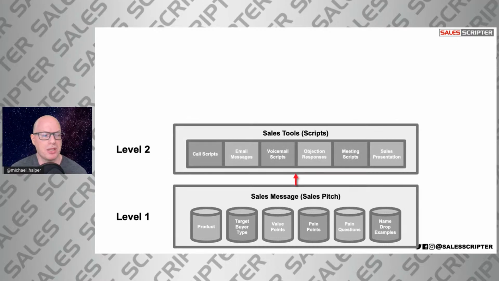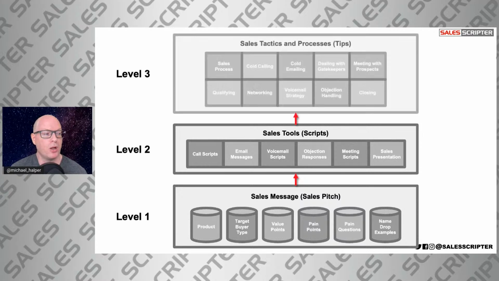Level 2 of the SMART sales system is then to organize your message into a call script or emails. And as you can see, you can use your sales message to create a sales presentation that is an optimum structure to help you to close deals.